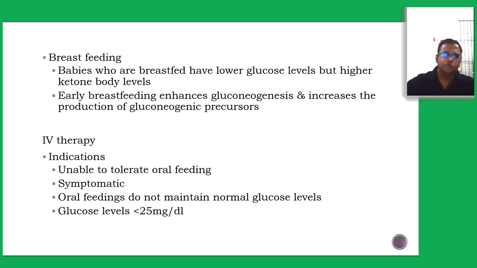A few facts about breastfeeding. Babies who are breastfed have lower glucose levels but higher ketone body levels. And early breastfeeding enhances gluconeogenesis and increases the production of gluconeogenic precursors. As you can appreciate, when the baby is in the mother's womb, glucose is coming through the placenta. But soon after delivery, there are so many things happening to maintain this blood glucose level, like gluconeogenesis and glycogenolysis, and so on.